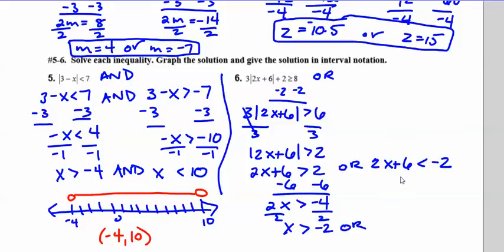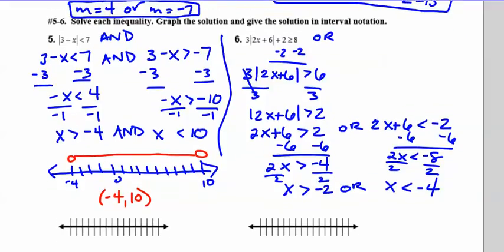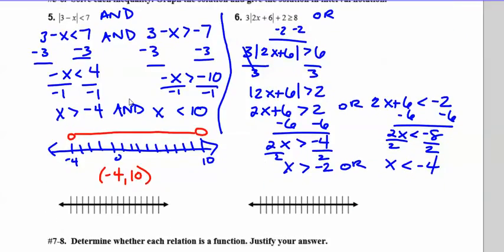Or, on this one, we get 2x is less than negative 8. And we divide by 2. X is less than negative 4. So let's see how that would look on the number line. Oops, there's a number line down here. Did not realize that. Okay, so I need a negative 4 and a negative 2. So let's call this one negative 4, which makes this one negative 2, and this one 0.